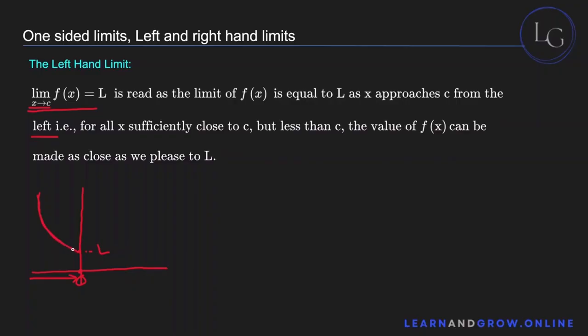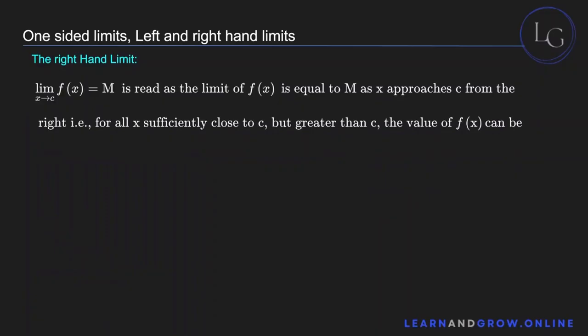Because this is the left hand side. But on the right hand side, there is no function at all, it's empty. So L does not exist from the right hand side. If you approach it from the right hand side, it will not approach L because there is nothing on the right hand side of the function. On the right hand side of 0, there is no function. So this is an example of a left hand limit.